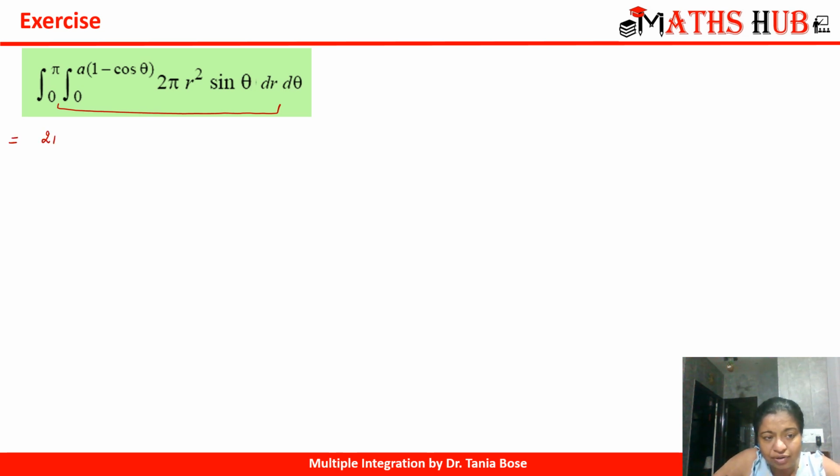You can take out 2 pi, it is a universal constant. And the first integral is 0 to pi, which will remain the same. Now sine theta is kept constant, so I'll keep sine theta out. The integration of r square will be r cubed by 3. And now we will put the limits as 0 to a(1 minus cos theta).